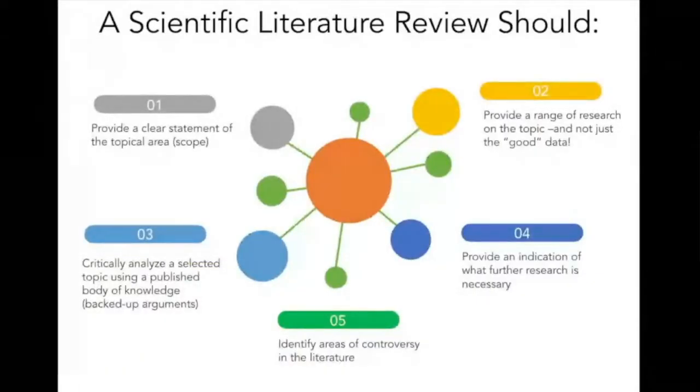Okay, so you have to know that a scientific literature review should, number one, provide a clear statement of the topical area or the scope. Number two, provide a range of research on the topic and not just the good data. Number three, critically analyze a selected topic using a published body of knowledge, like critical appraisal. Number four, provide an indication of what further research is necessary. And number five, identify areas of controversy in the literature, and the point of view of the author, or research or author bias.